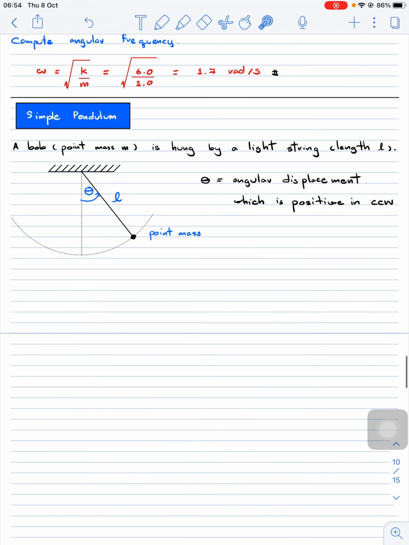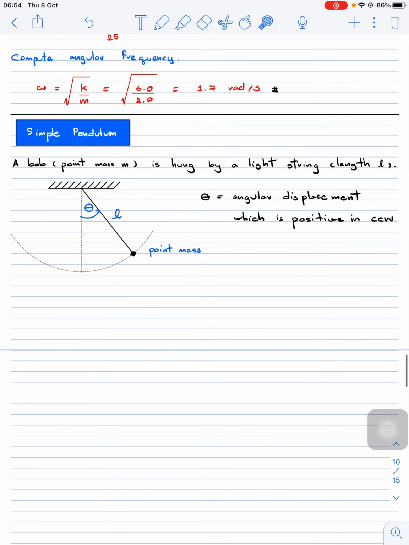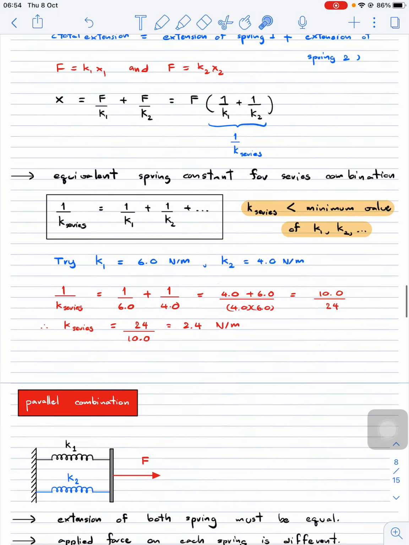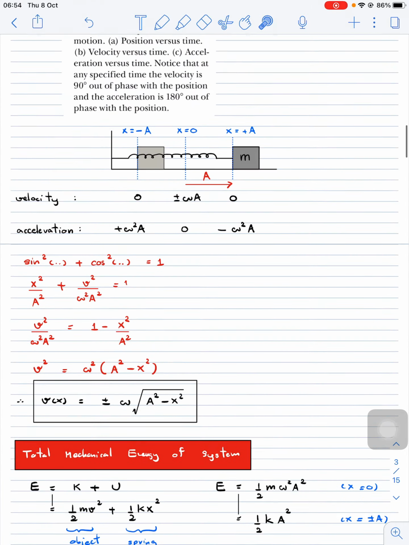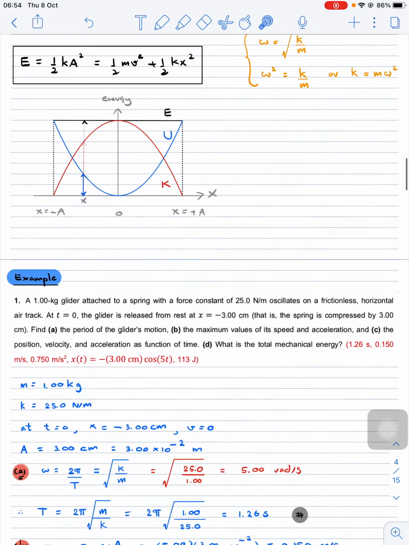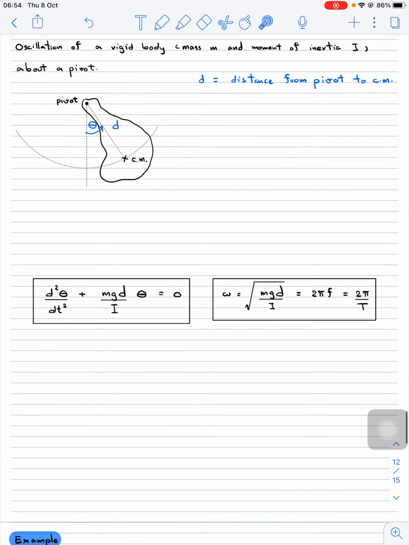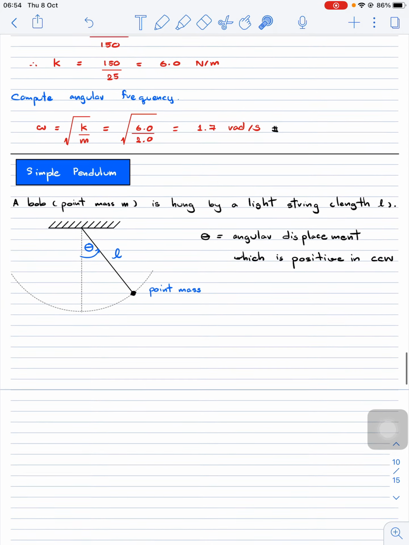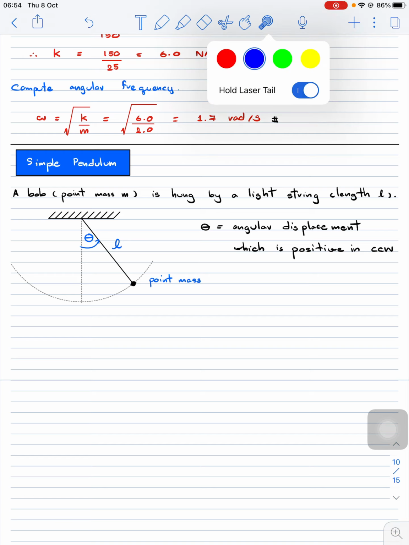If we want to study the simple pendulum, we need to find an equation that looks like the fundamental equation for simple harmonic motion, this one. We want to find an equation looking like this one. So how? Because the particle moves in circular motion, as you can see that it moves along the circular path, we can find the equation of the torque.